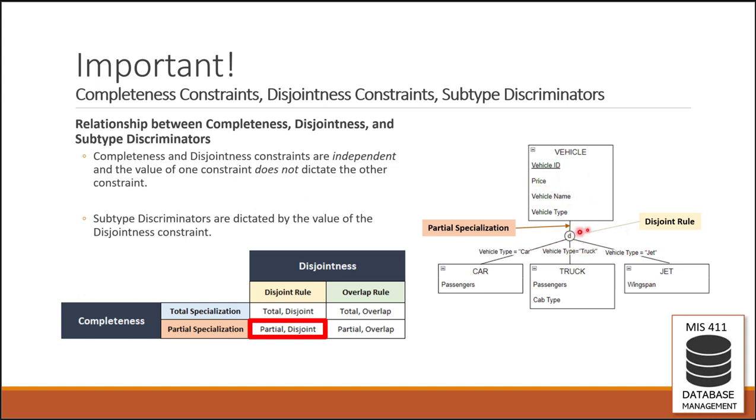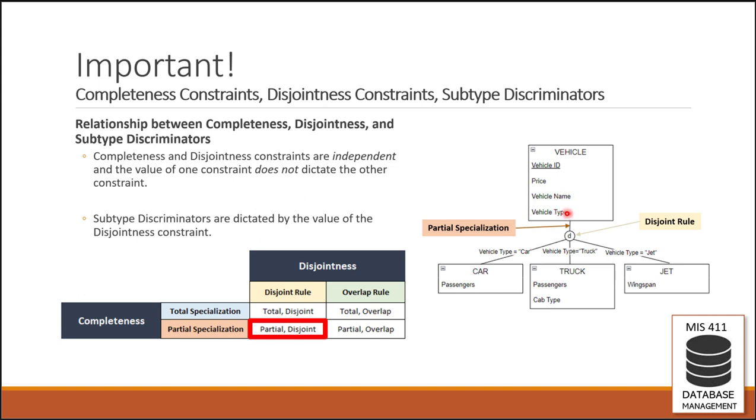And we have a little d for disjoint rule, okay, which means it can only be one of the things. It can be a vehicle type equals car, it can be a truck, it can be a jet. Something to be aware of, it won't really come up for us, but you might be wondering if it's a partial specialization, and it can be of this type, what value should the vehicle type attribute, the subtype discriminator, have when we're using a bicycle and we're not using a subtype, not using jet, truck, car? And the answer is, it appears that the answer would be a null.